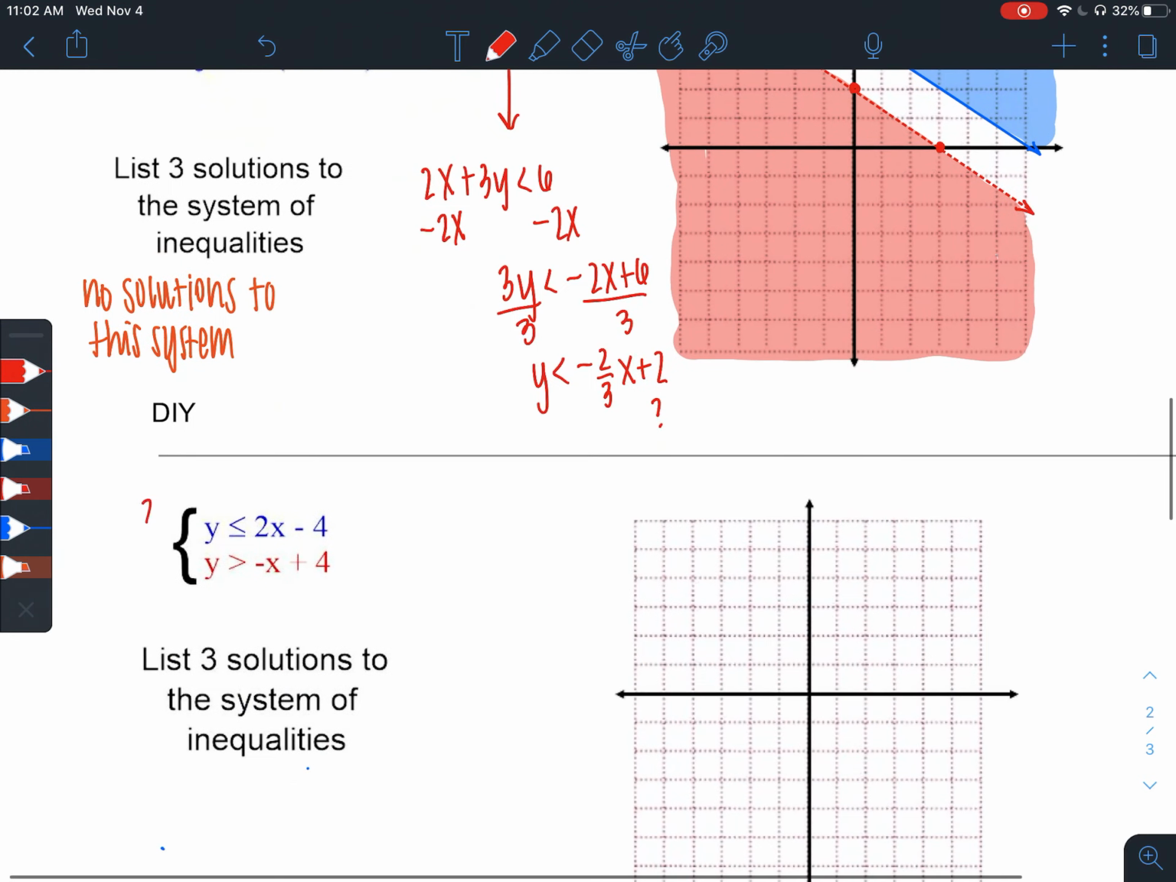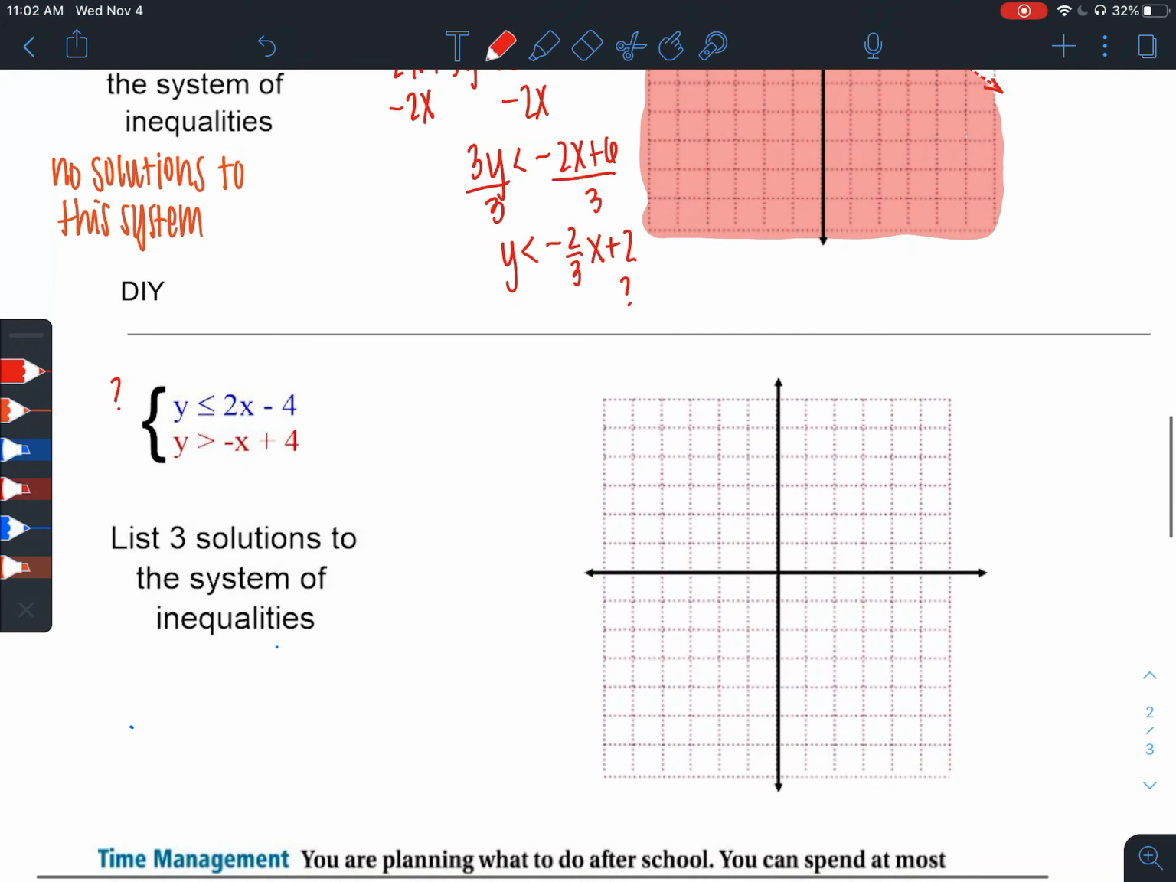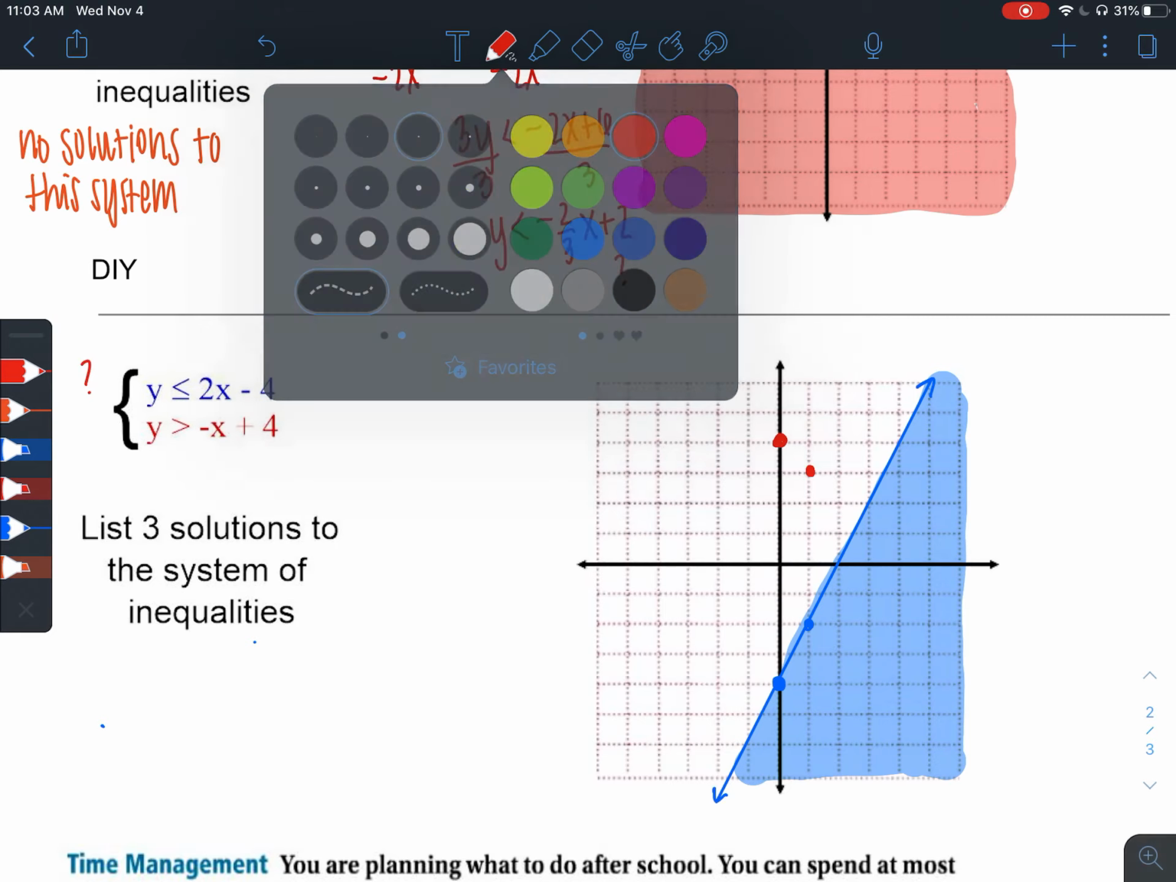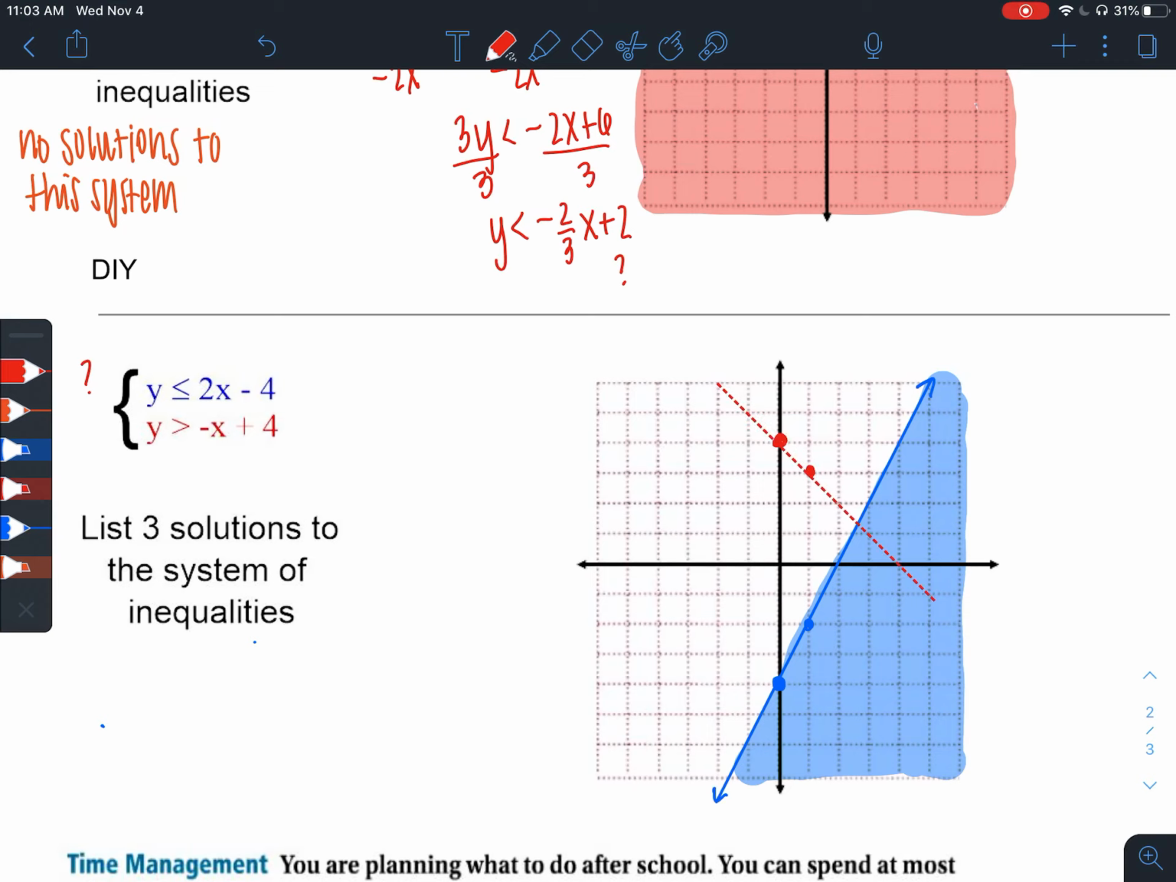All right, I want to go ahead and try this next one on your own. So what you should have done is in blue, you want to go down 4 and then up 2/1. We do have a solid line because of the fact that it has an underline, and we're going to shade below. All right, then red, we're going to go up 4 on our y-axis and then down 1/1. We want to have a dotted line. And then we're shading above this time.